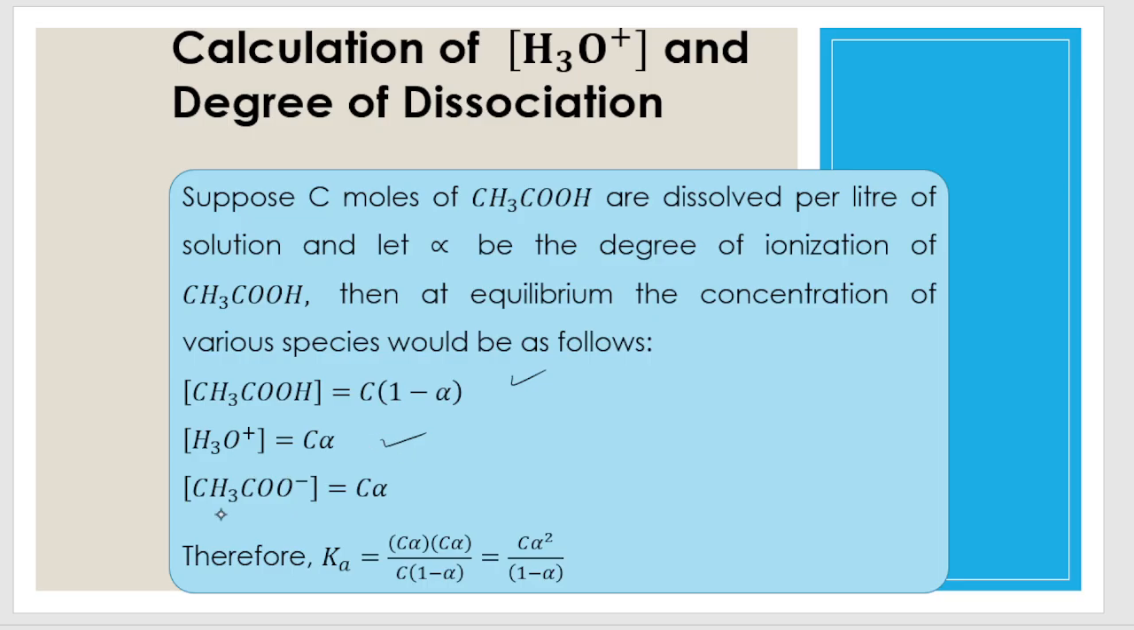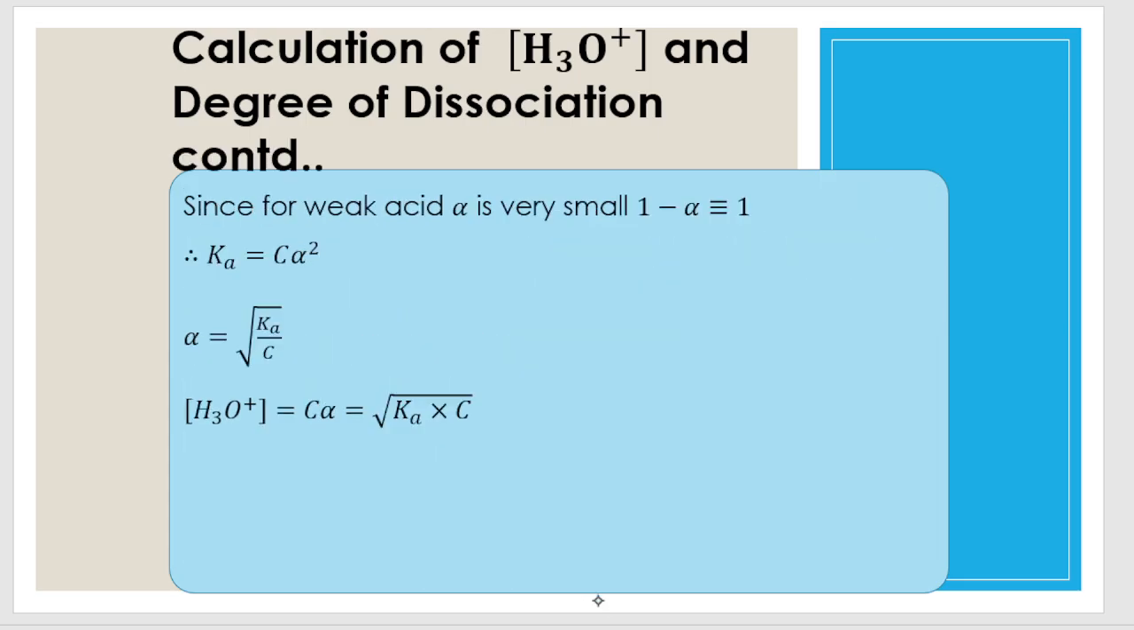Sorry. And CH3COO minus concentration is also C alpha. In that case, the dissociation constant of the acid, Ka, is nothing but C alpha square by 1 minus alpha. Now, in the case of a weak electrolyte, as alpha is very much less than 1, 1 minus alpha is almost equal to 1. If you substitute, you will get Ka is equal to C alpha square, and alpha is equal to square root of Ka by C.